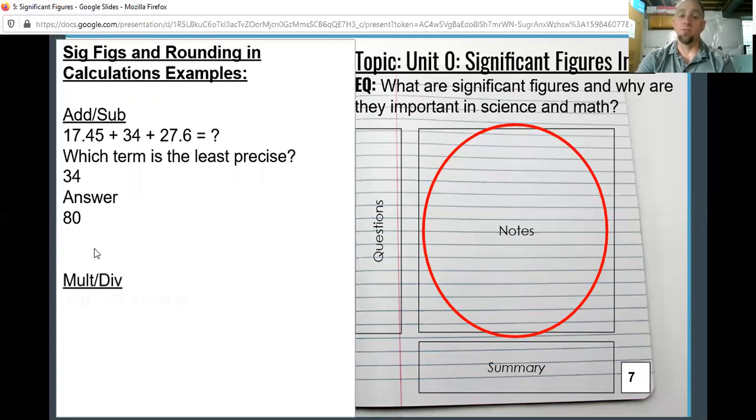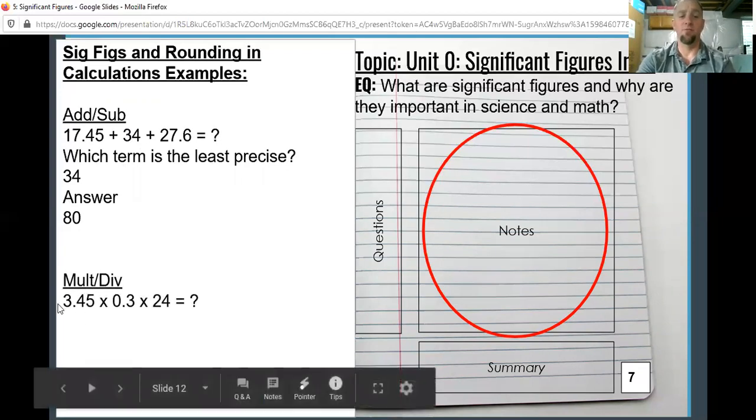In multiplication and division, let's do an example here. I have 3.45 times 0.3 times 24. So we need to look at how many significant digits we have in each term. We have 3.45. All these are non-zeros, so all of those are significant. So we have 3 significant digits in our first term. 0.3, the 0 is just a placeholder. 3 is the only non-zero we have that's significant, and therefore we only have one significant digit in that term. 24 has 2 non-zeros, and so we have 2 significant digits.